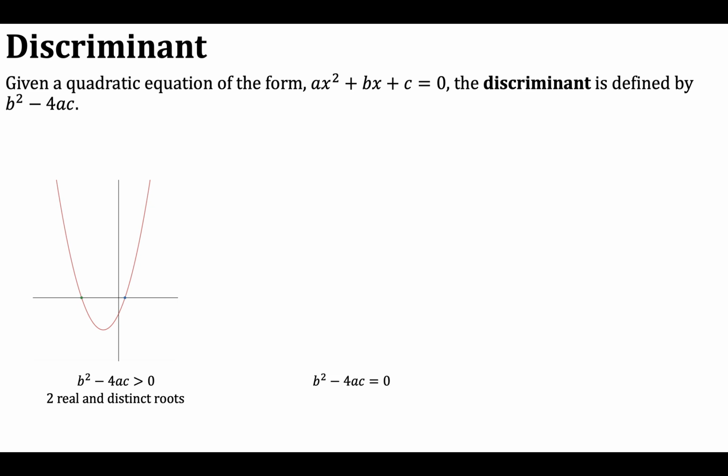If b squared minus 4ac is equal to 0, we might have a graph that looks something like this. So we can see that we have a turning point there that is also a root because it's cutting the x-axis in one place. So we have one real and equal root. We would also call this a repeated root.